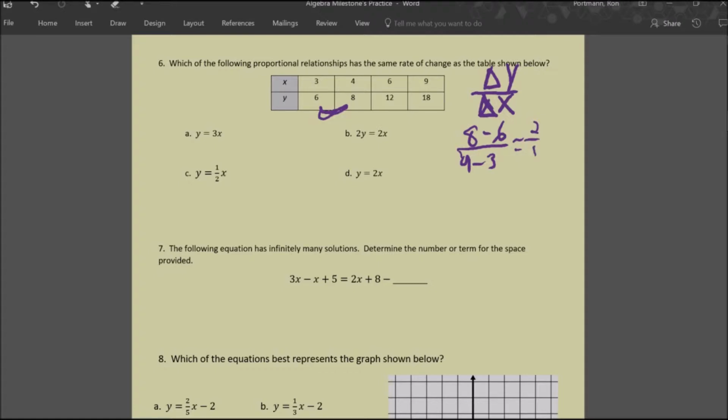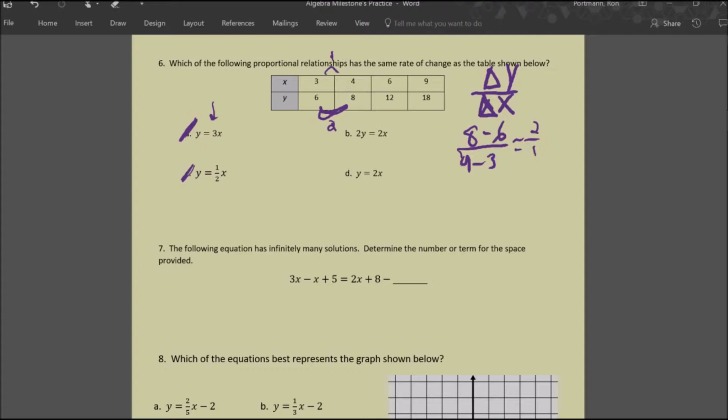Or you could say there's a change, it's going up by 2 here, it's going up by 1 here. The change in y over the change in x, that's 2 over 1, which is 2. So which of the following proportional relationships has the same rate of change as that table? It's not A, because the rate of change for A is 3. It's not C, because that is the change in x over the change in y.